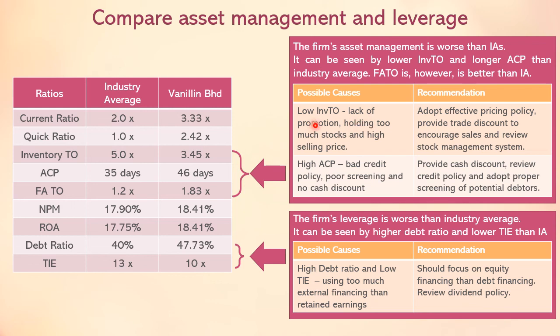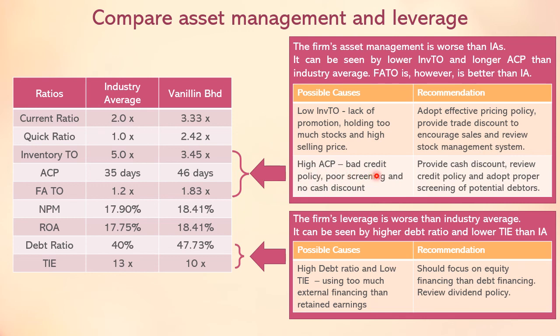Lack of promotion, holding too much stock, high selling price. So when you want to recommend to overcome this problem, you just reverse the causes. If you have low promotion, then you promote, advertise your product, provide trade discount to encourage sales. Adopt effective pricing policy. Review stock management system.